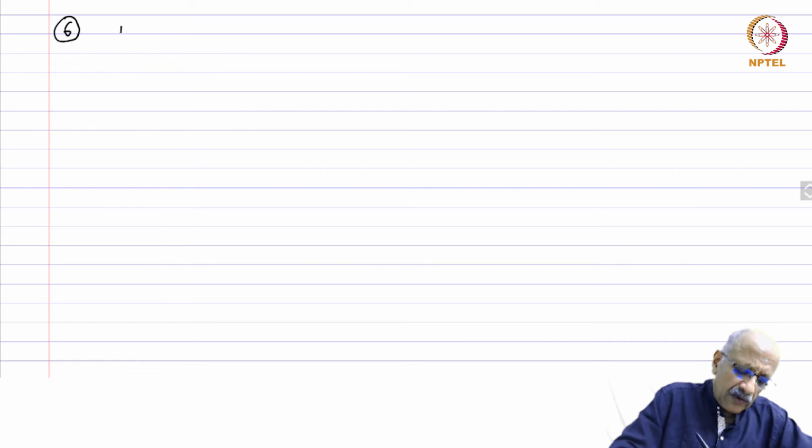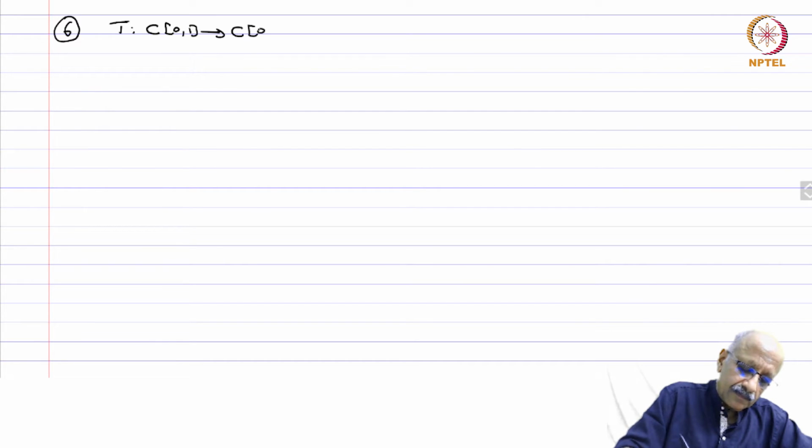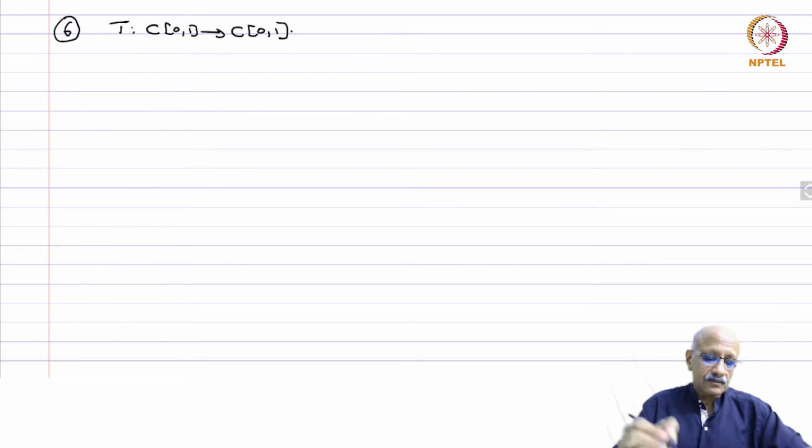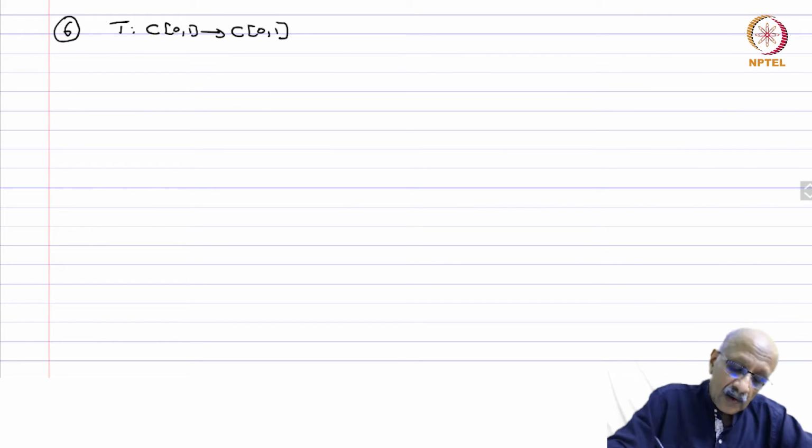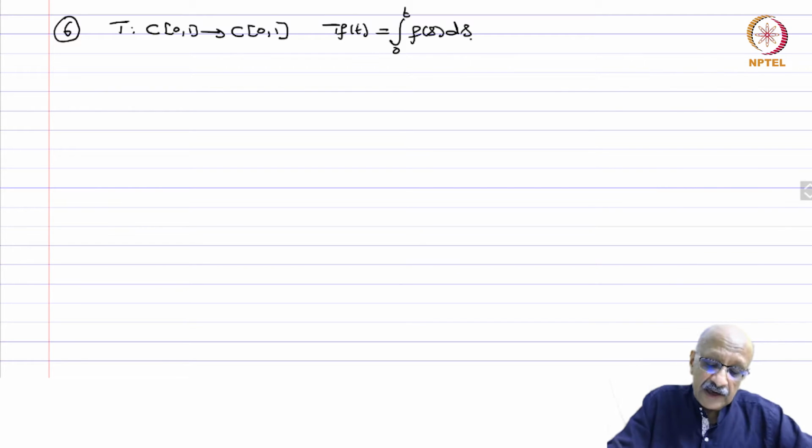So now we define T from C[0,1] to C[0,1]. So Tf of t I define as the integral from 0 to t of f(s) ds. So we are taking the indefinite integral of a continuous function, it is always continuous. So T definitely maps C[0,1] into C[0,1] and this is a linear map.